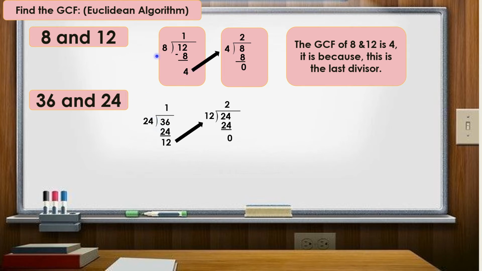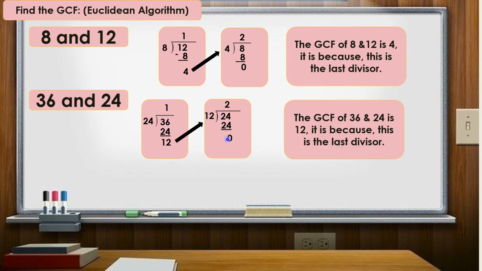Next, 36 and 24. Again, as you may see on the board or in our video, the lower number is 24 and 36 is the greatest. Therefore, 36 will become the dividend, and the divisor is the lowest number. You need to divide. Again, if you have a zero remainder, then the divisor with no remainder is their GCF.